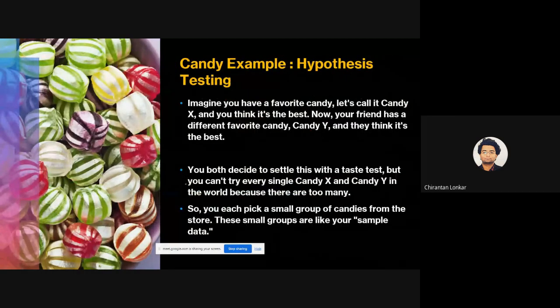Let's take a candy example, when we are doing hypothesis testing. Now, imagine you have a favorite candy. Let's call it candy X, and you think it's the best. For example, Ferrero Rocher. I love Ferrero Rocher, and I think Ferrero Rocher is the best chocolate in the world.